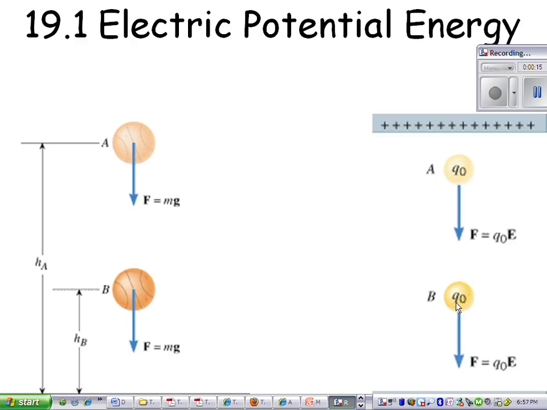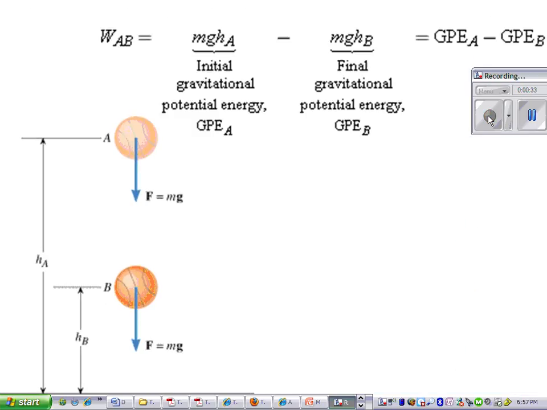This positive charge here has been pushed from position B to position A towards this line of positive charges. It was difficult to do it. You needed a force to push it there. And the electric potential energy of this charge now is increased as you moved it closer to these upper blue charges. The work that we did in lifting this ball up equals the change in potential energy.